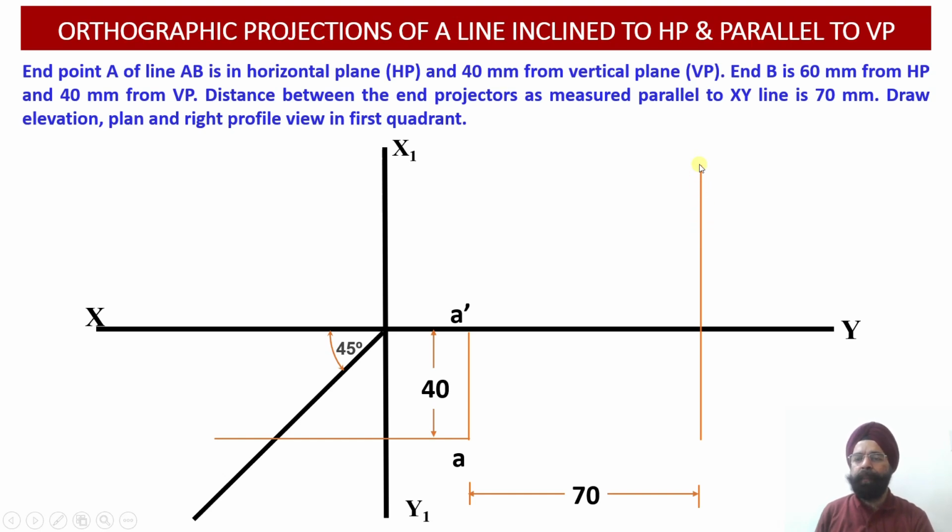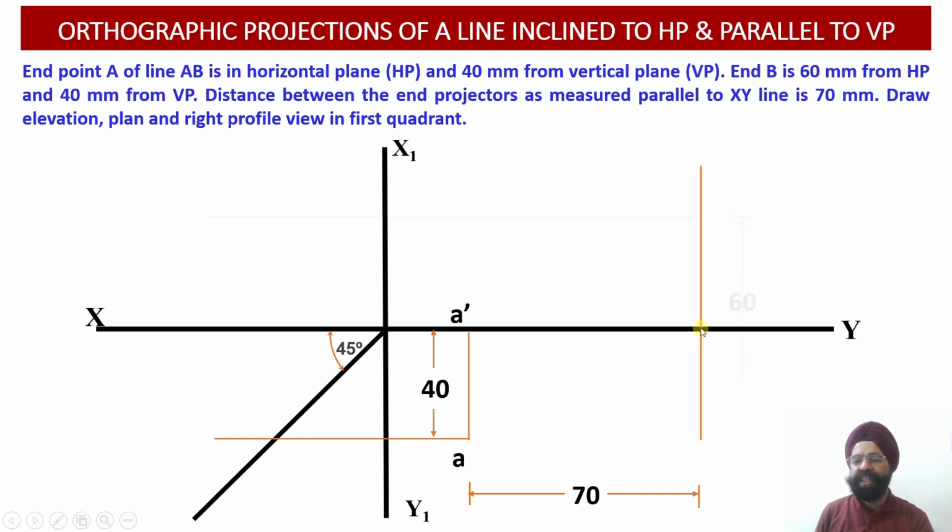Since point B happens to lie in quadrant 1, the front view projection of point B, that is B dash, will be lying above the XY line, and the top view projection of point B will be lying below the XY reference line. So we know the coordinate locations of the point B with respect to the two reference planes. End B is lying 60 millimeter from the horizontal plane, that is 60 millimeter above the horizontal plane, we have to take this point.